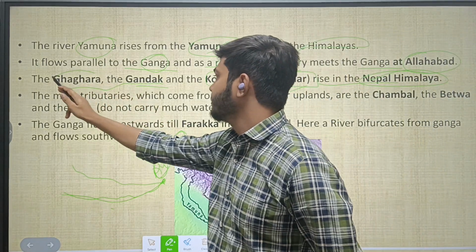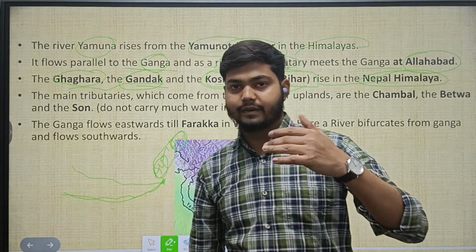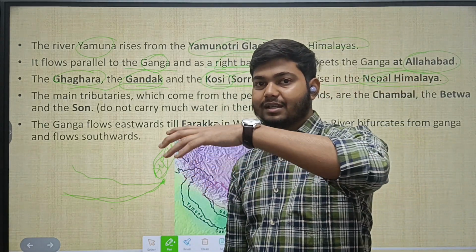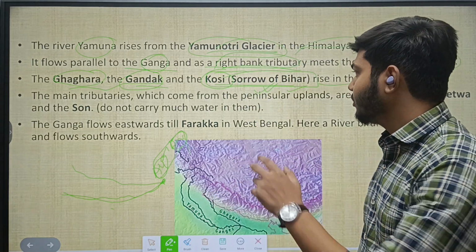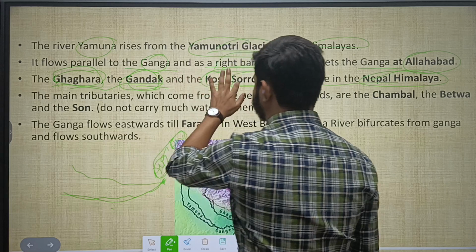Okay, these three rivers are originating from Himalayas, but which Himalaya? Nepal Himalaya. Those Himalayas which are in the Nepal region, in the country of Nepal, those Himalayan peaks from where these three rivers are originating.